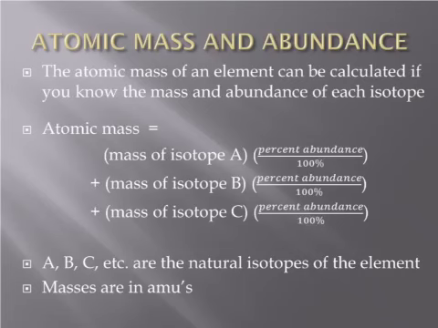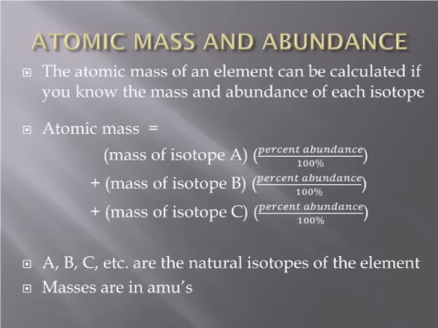The atomic mass of an element can be calculated if you know the mass and abundance of each isotope. Abundance means how much there is of that isotope, how abundant an isotope is on the planet, meaning how popular it is on the planet. So here's our basic equation. You take the mass of isotope A, the first isotope, and multiply it by its percent abundancy divided by 100. Take the mass of isotope B times its percent abundancy divided by 100, and you keep adding these together, and then you add the mass of isotope C times its percent abundancy divided by 100.